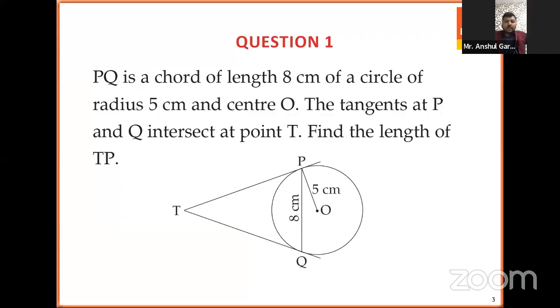So the first question is on the screen, and the question is: there is a circle. PQ is a chord of length 8 centimeter and the radius is 5 centimeter. Tangents at P and Q intersect at the point T. We have to find the length of TP. So I hope it is visible on the screen.